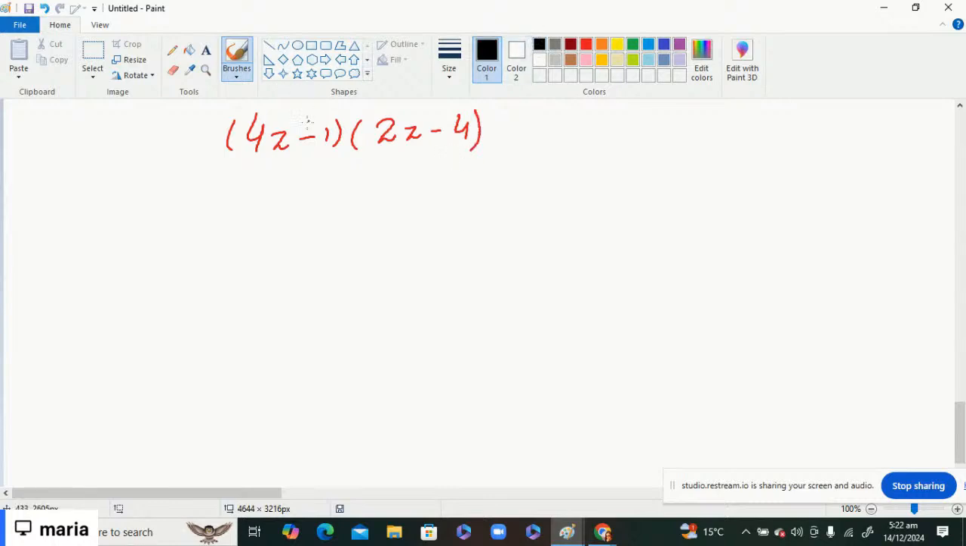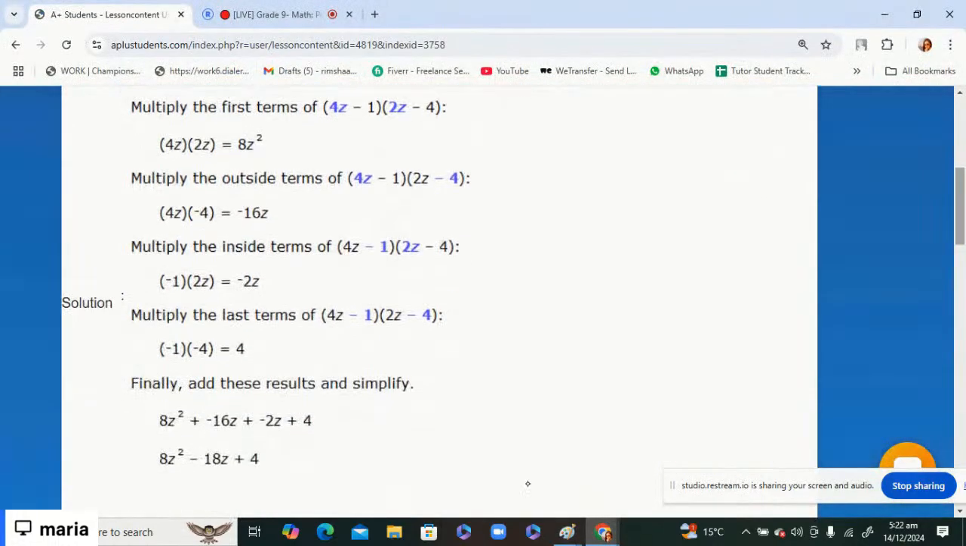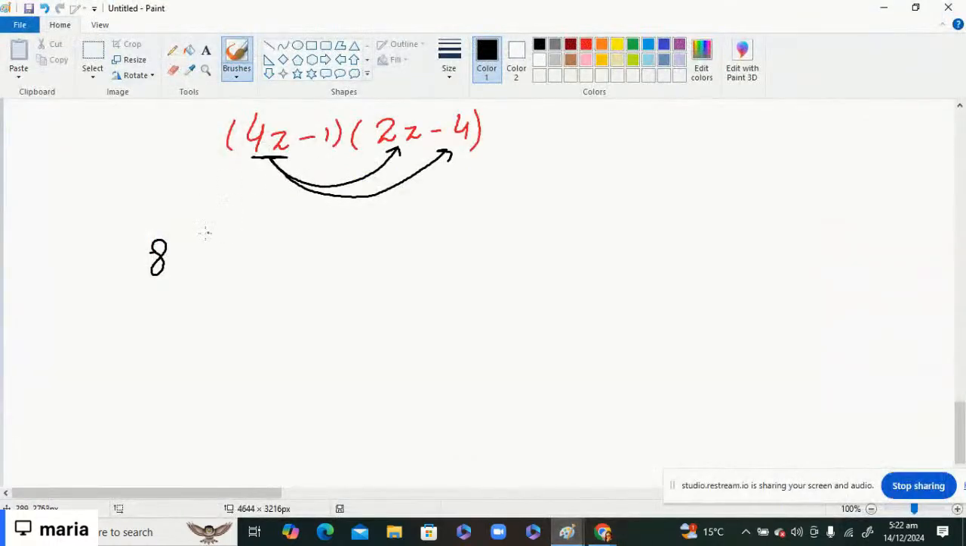So look, if you have a question like this, first of all, you're going to multiply this first digit with both of them. So 4 times 2 is 8. Now look, this z is multiplication here. If you have some number of multiplication, that becomes the square of this term. So z times z is z square. This is the first term.